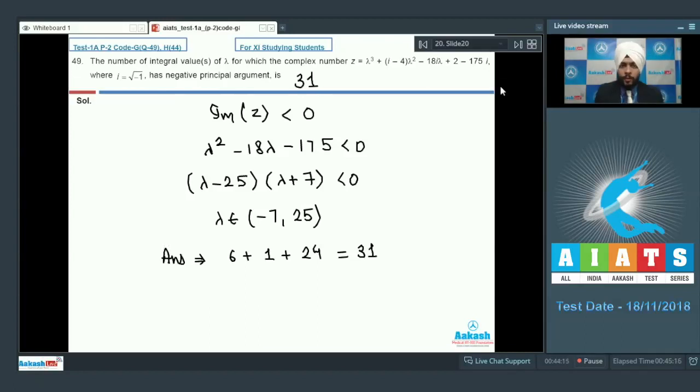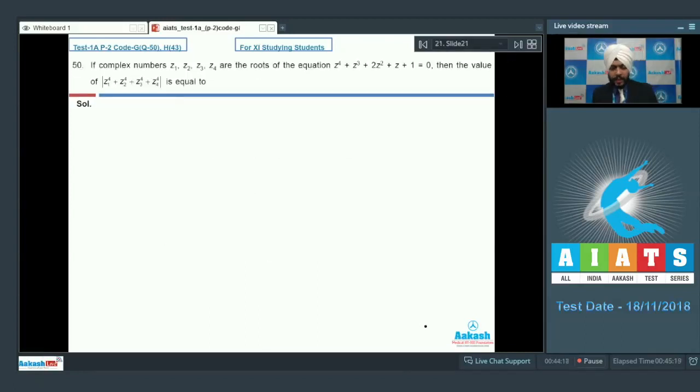So let us move on to question number 50. Question number 50 says that if the complex numbers z1, z2, z3 and z4 are the roots of the equation z power 4 plus z cube plus 2z square plus z plus 1 equals 0, then the value of z1 power 4 plus z2 power 4 plus z3 power 4 plus z4 power 4 is. Now students, this is a biquadratic equation. z1, z2, z3, z4 are the roots. Factorization is the only possible way.